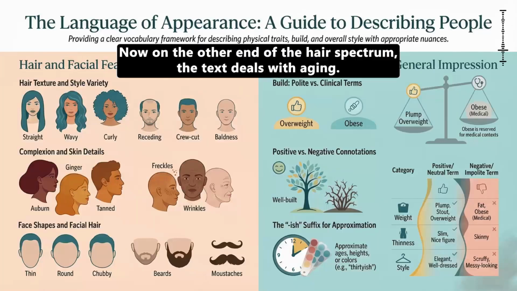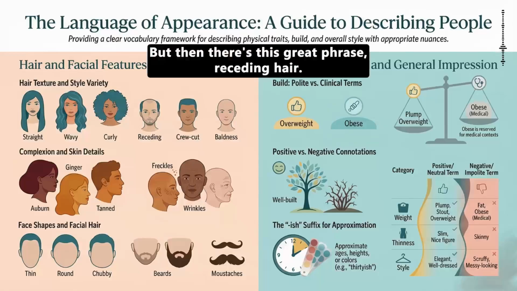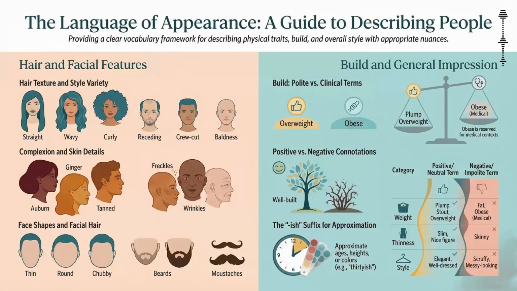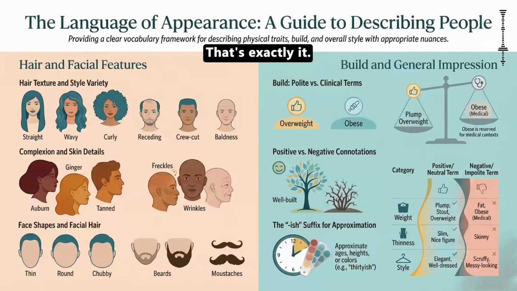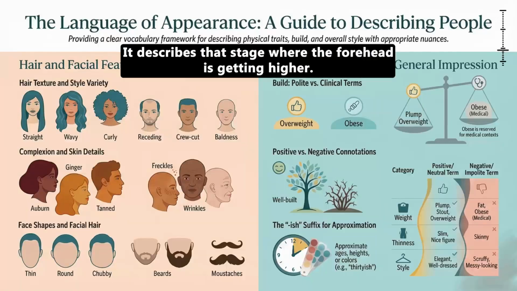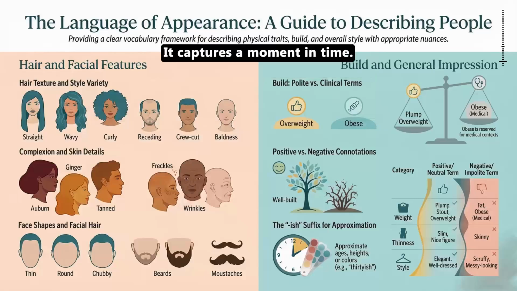Yeah. Now, on the other end of the hair spectrum, the text deals with aging. We have bald, straightforward. But then there's this great phrase, receding hair. Receding. It sounds active. Like the hair's in the process of retreating right now. That's exactly it. It describes that stage where the forehead is getting higher. He isn't bald yet, but the hairline is moving back. It captures a moment in time.